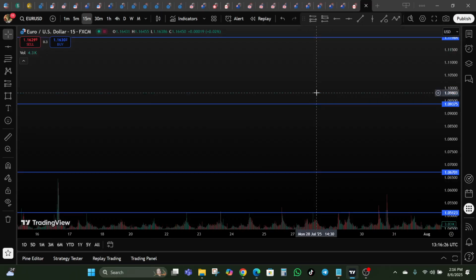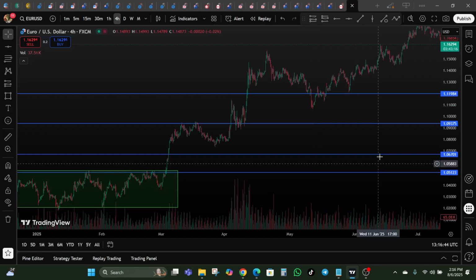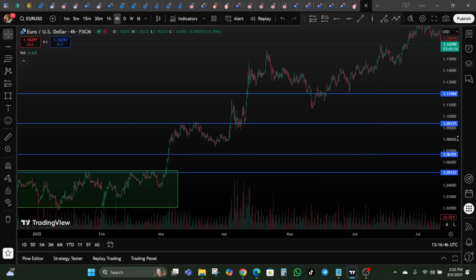When price approaches your marked zone, just pay close attention to volume. When price approaches a zone that you marked, pay close attention to volume. Here are 3 things to look for. You should be looking for volume spike.